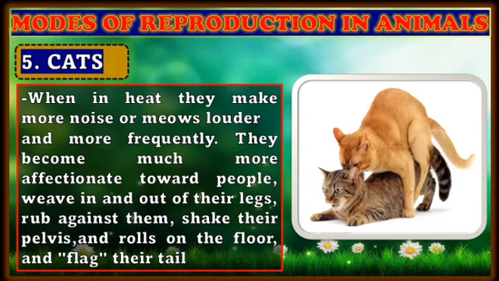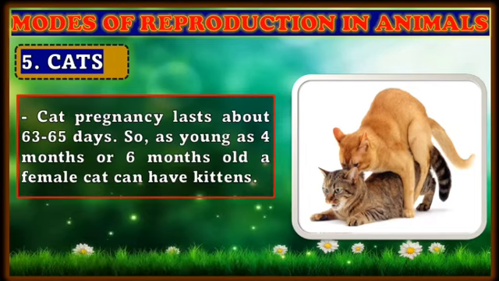They become much more affectionate toward people, weave in and out of their legs, rub against them, shake their pelvis and roll on the floor, and flog their tail. Cat pregnancy lasts about 63 to 65 days. So as young as 4 months or 6 months old, a female cat can have kittens. So 4 months or 6 months pa lang yung cat ay pwede na siyang manganak.